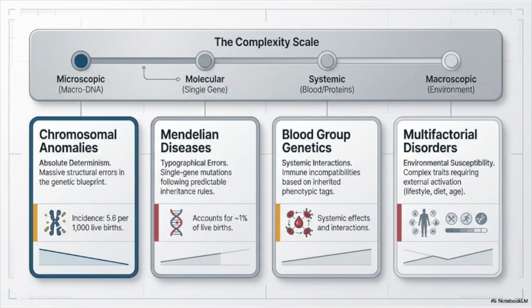Blood group genetics represents systemic interactions involving immune incompatibilities based on inherited phenotypic tags. And multifactorial disorders reflect environmental susceptibility, where complex traits require external activation from lifestyle, diet, or age.